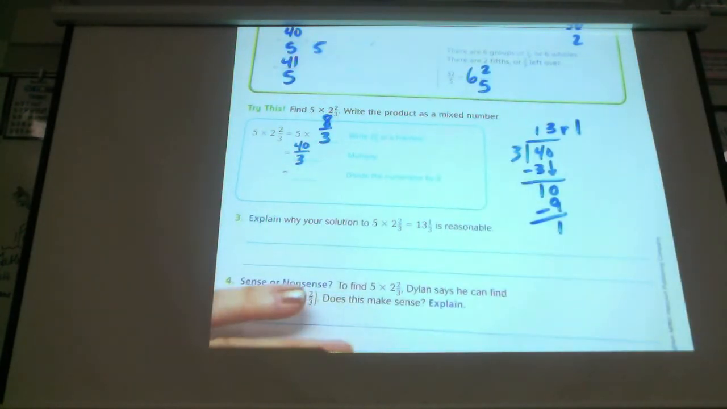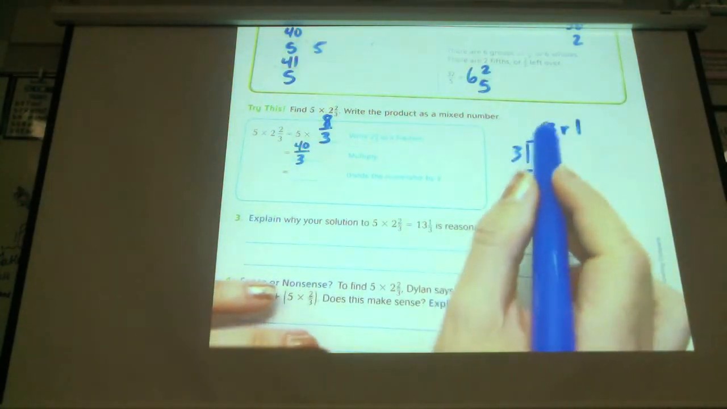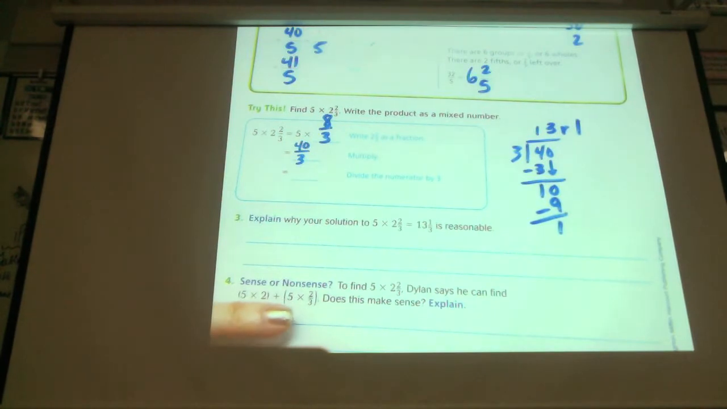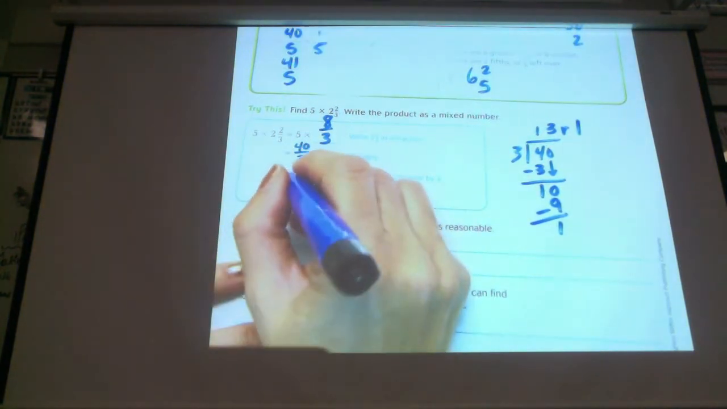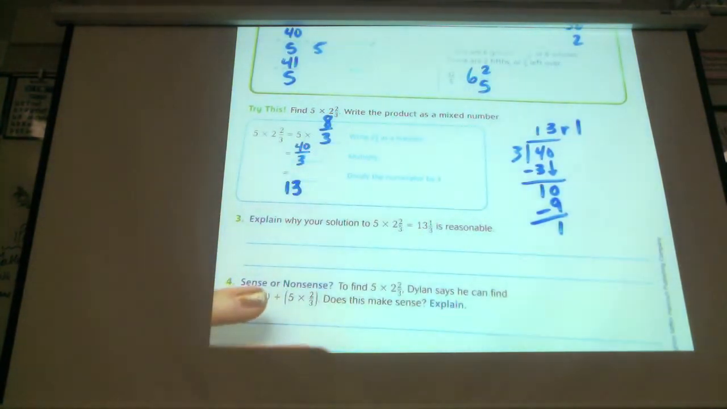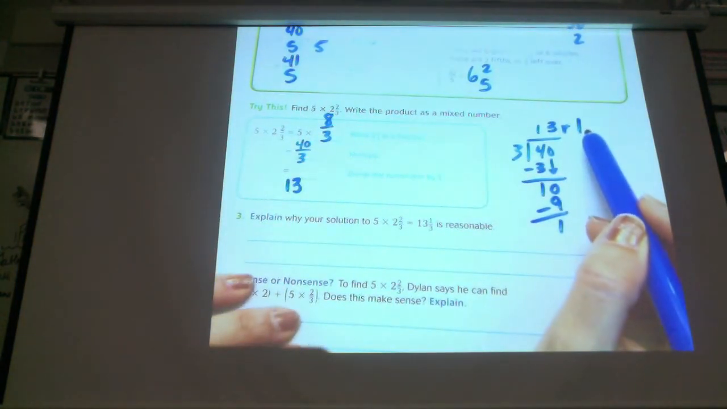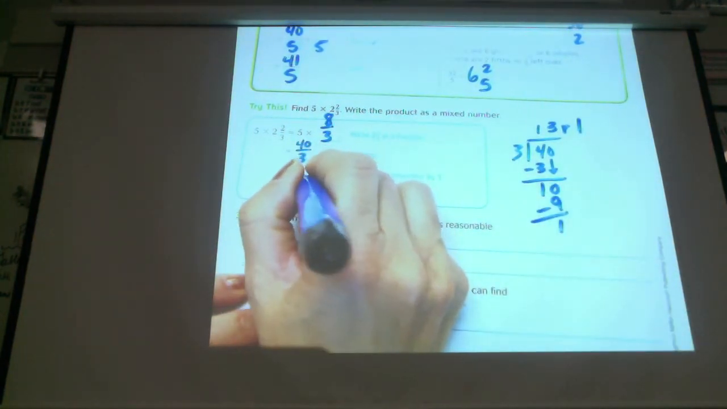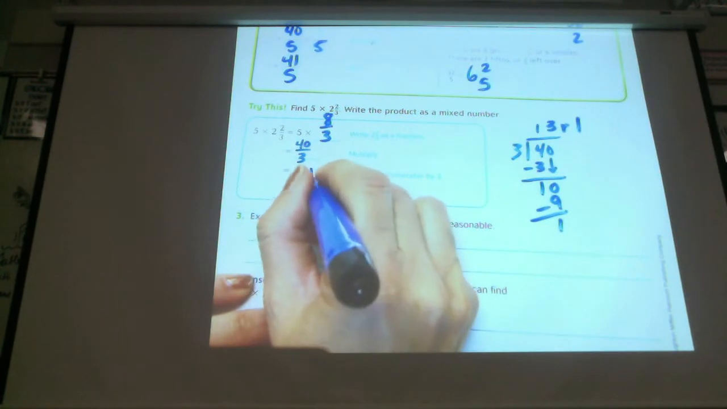Now when I write this as a mixed number, my whole number is what? Just tell me. 13. And my fraction is how many parts I have left, which is 1. And the size of the parts are third size.